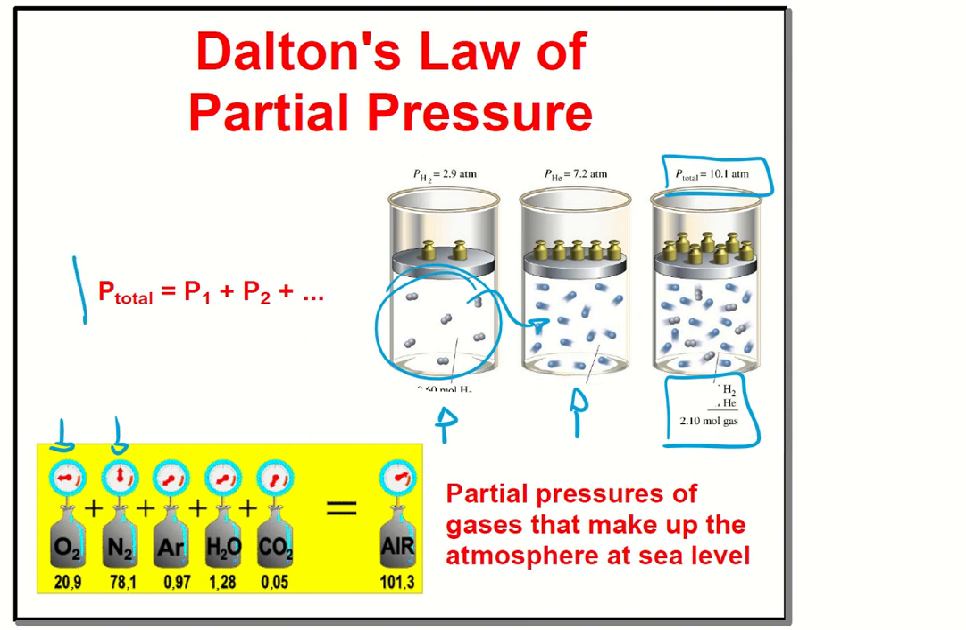Mathematically, what we're doing in both of these cases can be summarized with this equation, which is our equation for Dalton's law of partial pressure, where the total pressure of a gas is equal to the partial pressure of gas 1 plus the partial pressure of gas 2 plus the partial pressure of gas 3, etc.